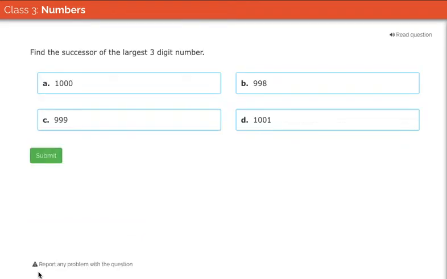You're the greatest. Find the successor of the largest three-digit number. The successor means the number just after the largest three-digit number. The largest three-digit number is 999. So the successor will be 999 plus 1, which is 1000, known as the smallest four-digit number.